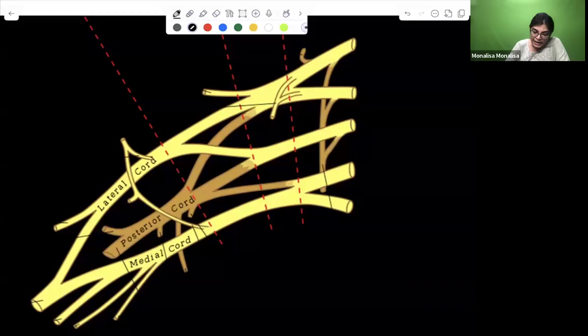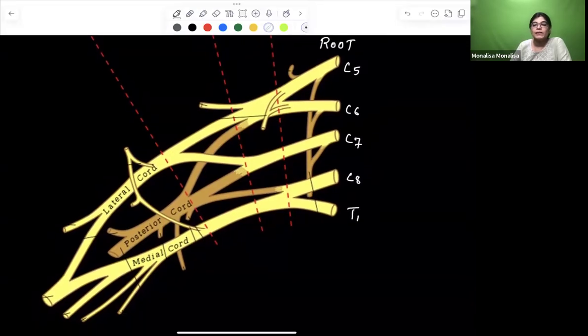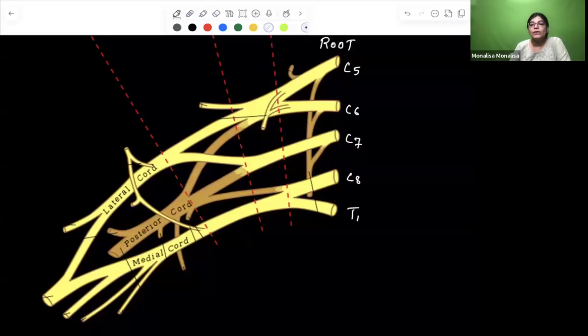So now, as I have told you, in this diagram this is C5, this is C6, this is C7, this is C8 and T1. So this component of brachial plexus is the root of brachial plexus. Everybody okay? What is this part of brachial plexus, my dear students? It is the root of brachial plexus. It is quite clear the root of brachial plexus is formed by the ventral rami of C5, C6, C7, C8 and T1.